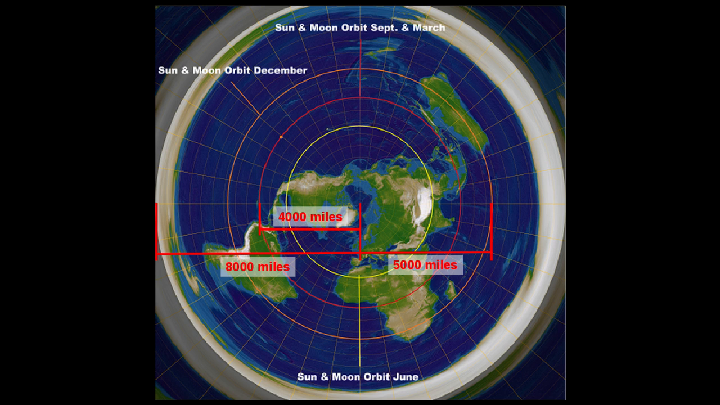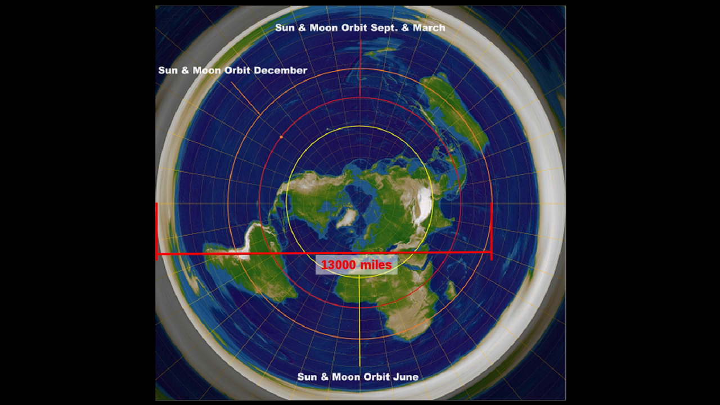The absolute furthest that a person can be from the sun is if he is at the South Pole, which flatheads think is fictional, at midnight during the winter solstice. The observer is 8,000 miles from the North Pole, the sun is 5,000 miles from the North Pole, so the observer is about 13,000 miles from the sun.